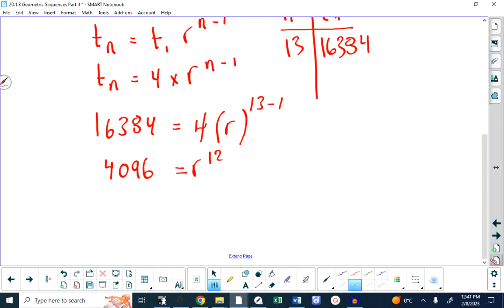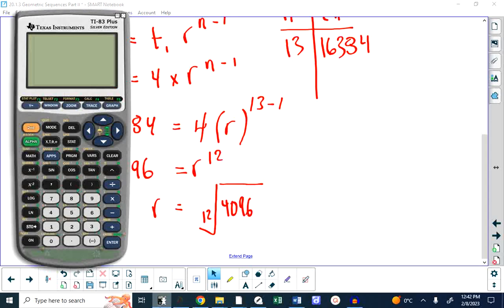Equals r to the 12, and now you have to take the 12th root of 4096. I suspect it's going to be 2, because I think 2 raised to the 12 gives you 4096. So r here is equal to the 12th root of 4096. Just quickly to remind you how that works on your calculator, you enter the number 12, go to your math menu and choose xth root. And that will give you 2.